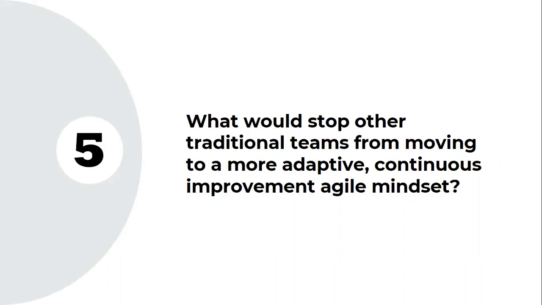So what would stop traditional teams from moving to be a more adaptive, continuous improvement agile mindset? So as we look through, fire them all. No, again, we talked about this. Letting people go and bringing new people in, it's not going to make any changes. You may have some initial improvement, but most changes, the reason why they don't succeed is that there's a lack of understanding and involvement with it.